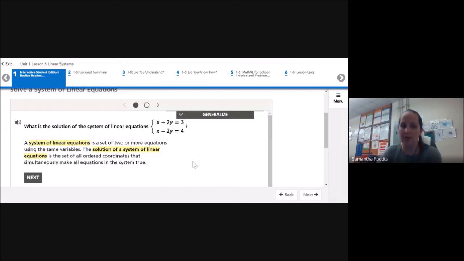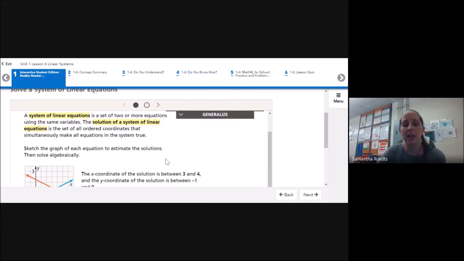The solution of a system of linear equations is the set of all ordered coordinates that simultaneously make all equations in the system true. So basically, when you graph two lines and they meet at a point, that's your solution to this system of linear equations. If they never meet, they're usually parallel to each other, and there's no solution, so they're inconsistent equations. Or if they're right on top of each other, there are infinitely many solutions because they're the same line.